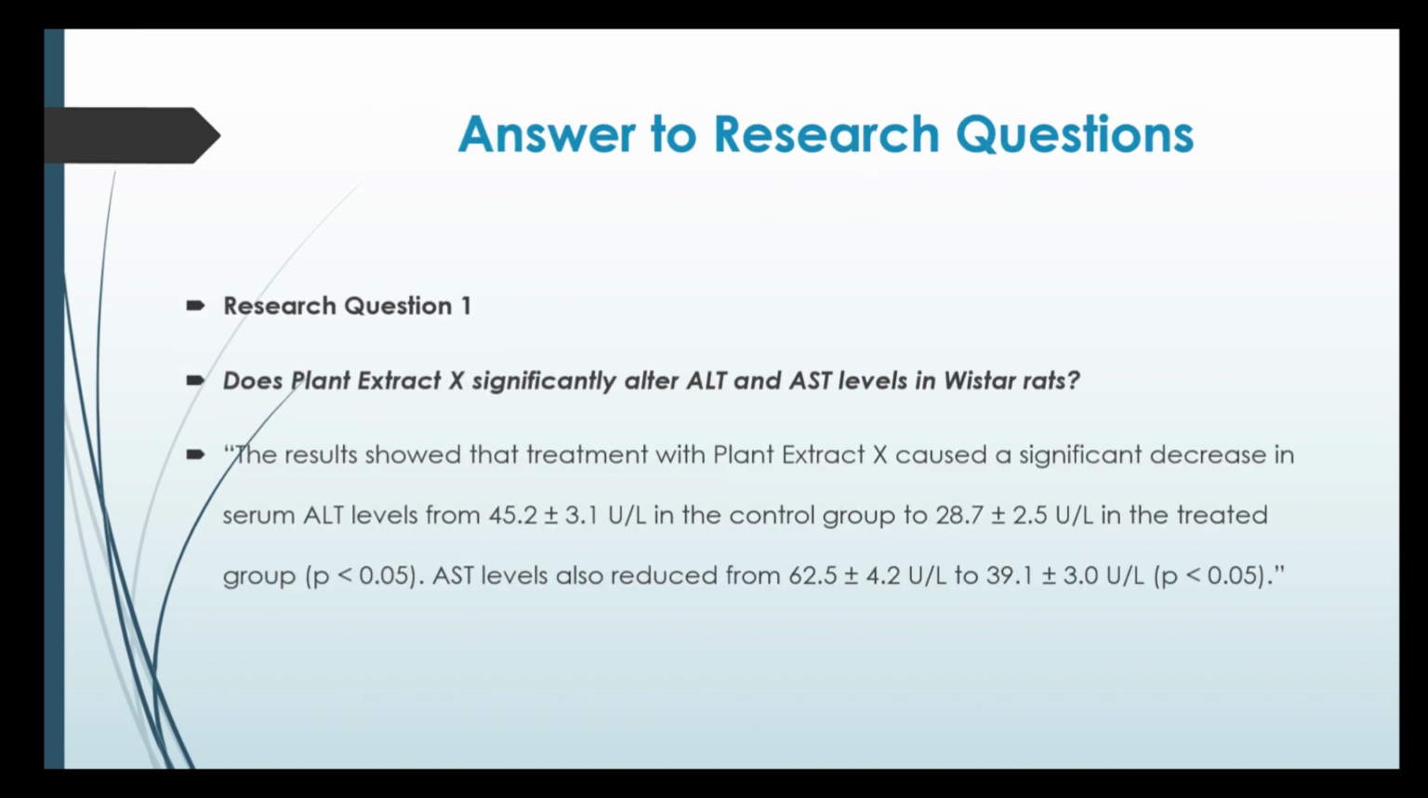For the first question, which is, does pawpaw plant extract significantly alter the ALT and AST levels in Wistar rats? Now, I will state the result. What did I do? This is the result of what I did. The results showed that treatment with plant extract X caused a significant decrease in all this. This is my result. I will go straight to my result. I don't need to come and be explaining. When I conducted it, I added 5 ml of this to get my ALT. I added 2 ml of this to get my AST. No. What was the result for that specific question?